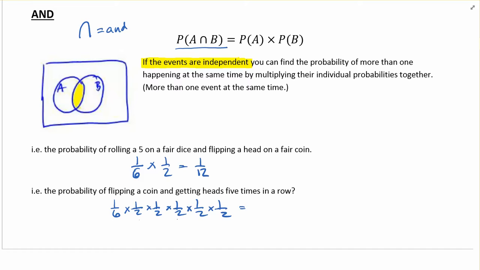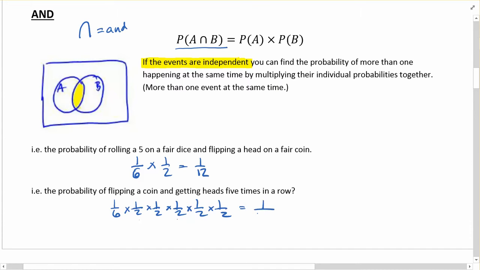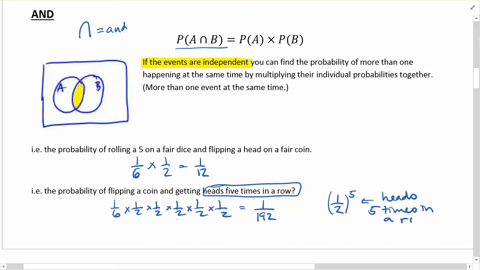If you do this into your calculator, you should get 1/32, or you can get it as a decimal. But one thing to keep in mind, heads 5 times in a row, you can think about that as the probability of getting heads in any one situation is 1/2. To have it happen 5 times, you would do 1/2 to the power of 5. So that's heads 5 times in a row.